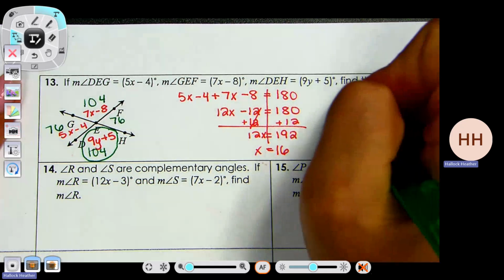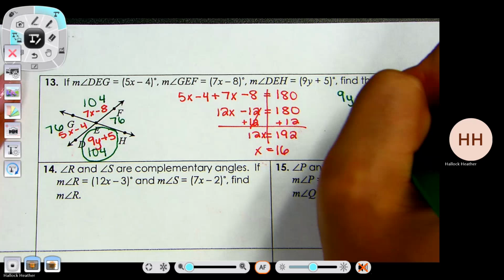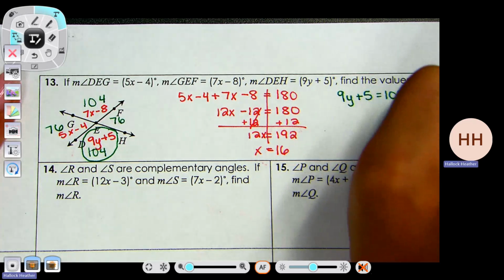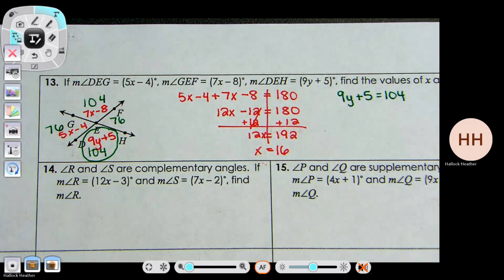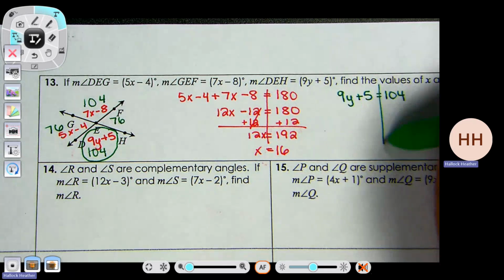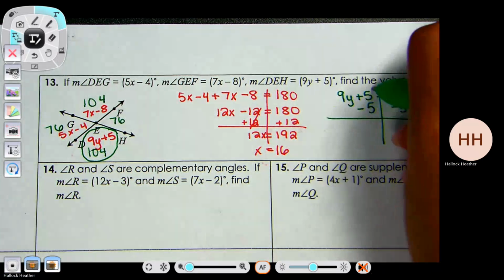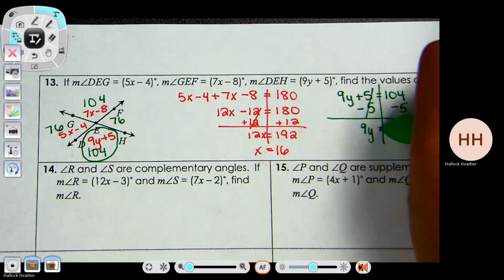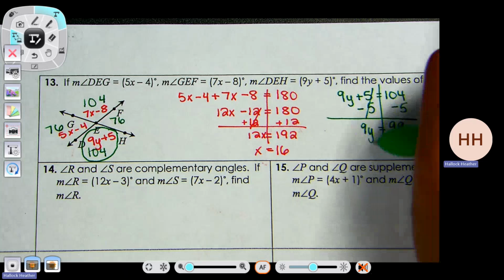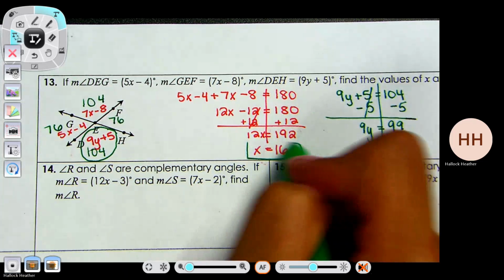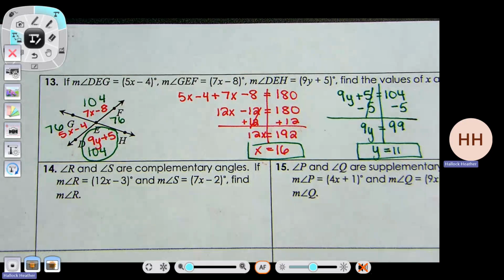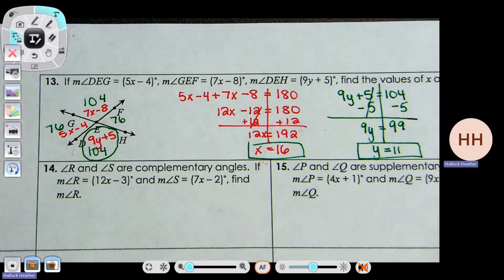So I'm going to say 9y plus 5 equals 104, because vertical angles are congruent. So if the top is 104, the bottom is 104. So what's y? Y is 11. It's not a quarter point, so don't stick it together like two separate variables.